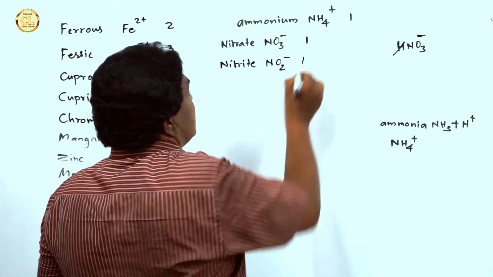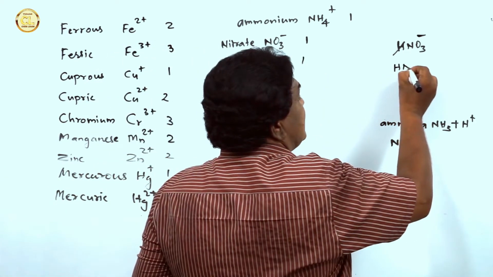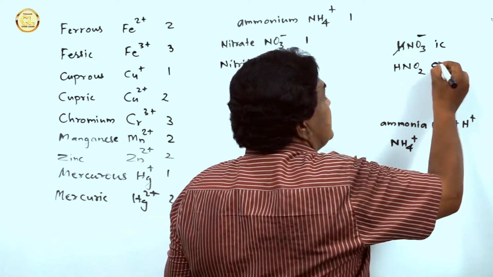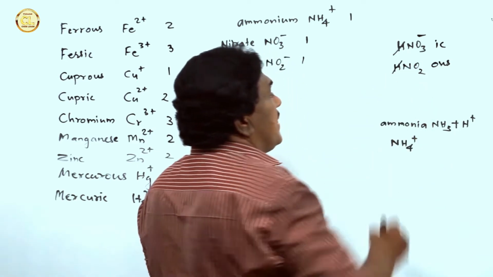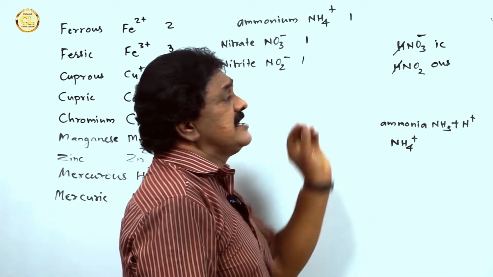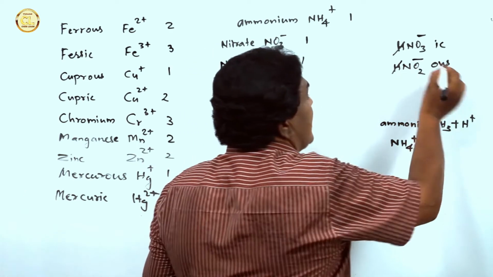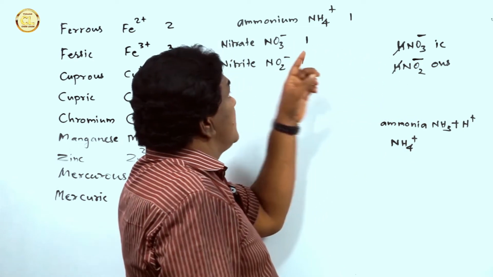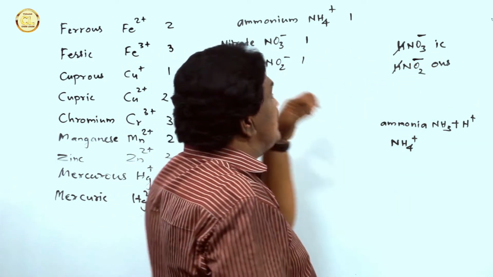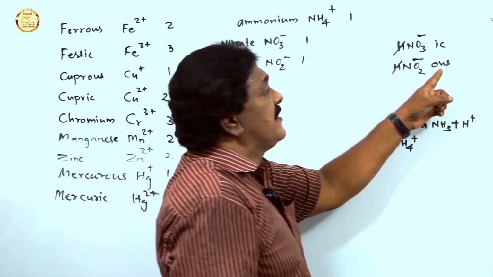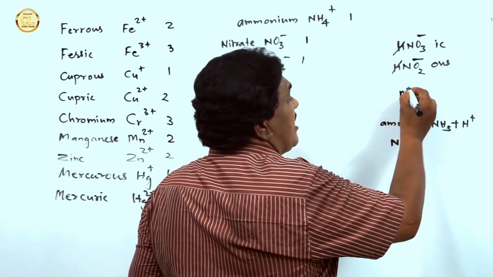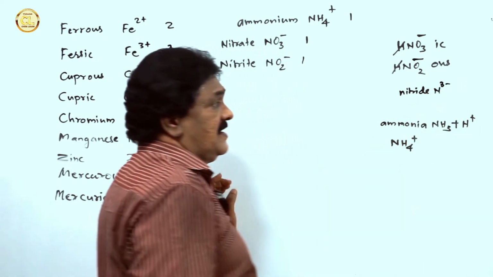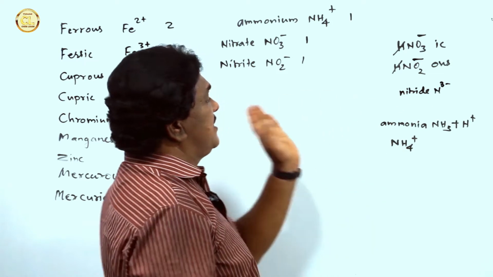Now, nitrite, NO2 single minus, valency is 1. Nitrous acid is HNO2. This is ic acid and this is ous acid. If a hydrogen ion is removed, we get nitrite ion, NO2 single minus. So, nitrate is formed from ic acid and nitrite is formed from ous acid. And you know that nitride is N3 minus. This is nitride.